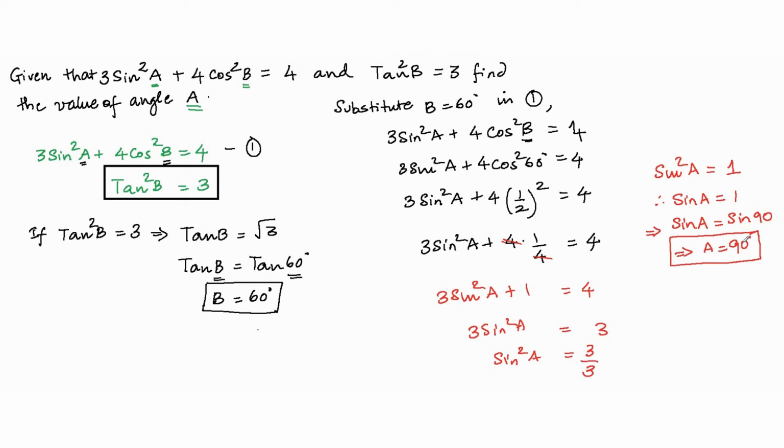Let me again pause for a minute and let you take a look at the solutions. From these two equations, I first found the value of angle B. Angle B was 60 degrees, based on tan B equal to root 3. Then I substituted that value of angle B in the first equation, found the trigonometric ratio cos 60, and then found the value of sine A. So this is how I solved this particular question. Let me pause for a minute.